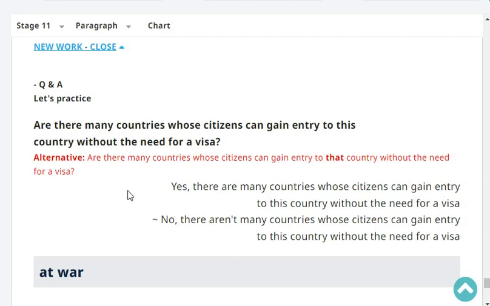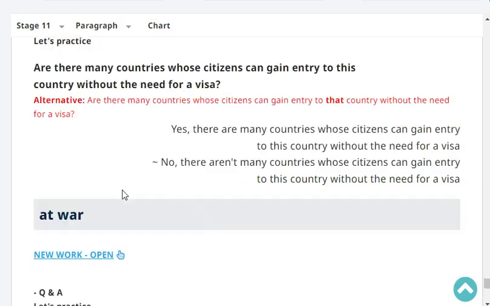Are there many countries whose citizens can gain entry to your country without the need for a visa? Yes or no? No, there aren't many countries whose citizens can gain entry to my country without the need for a visa. Very good.